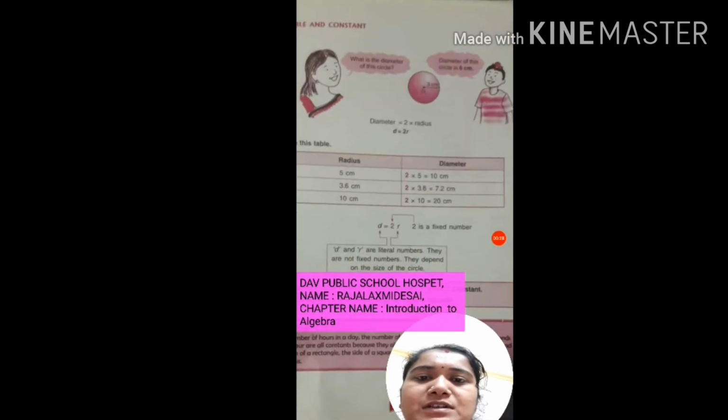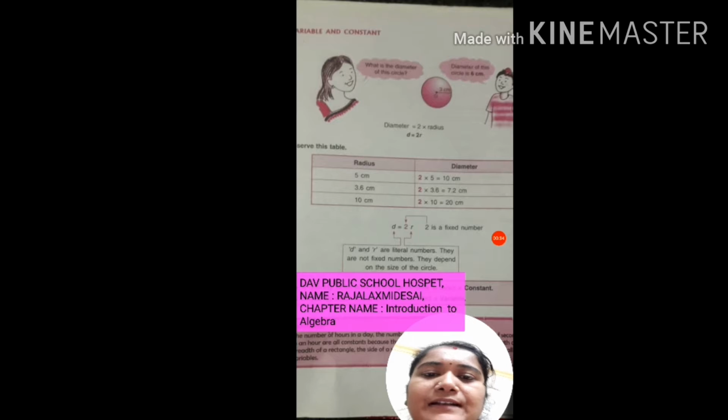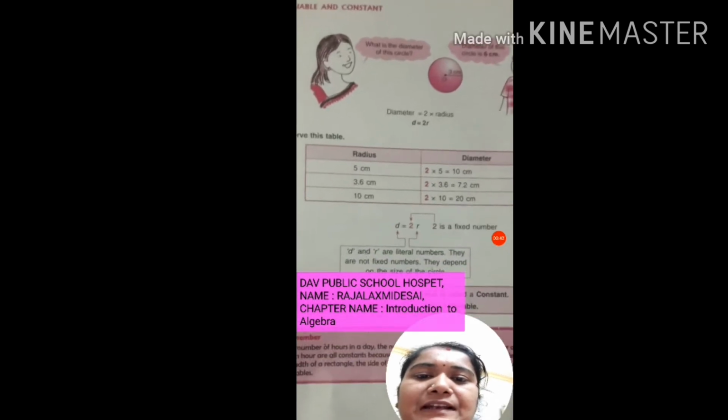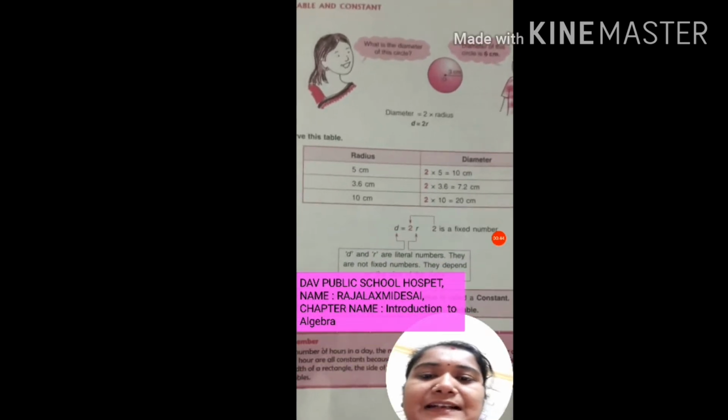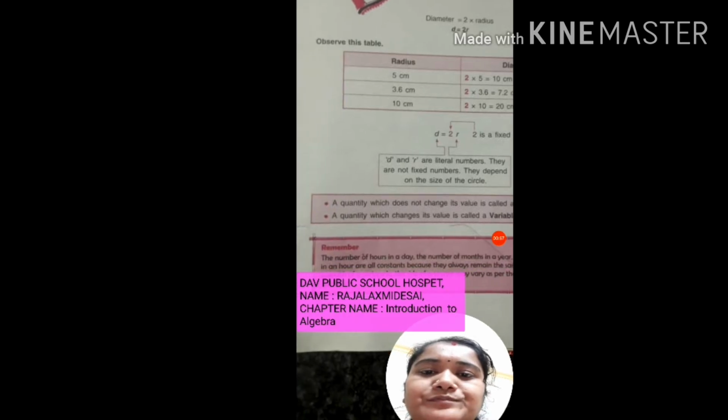Children, you can observe here you are given a circle of radius 3 centimeter. To find the diameter of this circle, the formula will be diameter is equal to 2 into radius. So, here we can take the literals. For diameter, the first letter will be small d, and for radius, the first letter is small r. Therefore, the formula will be d is equal to 2r.